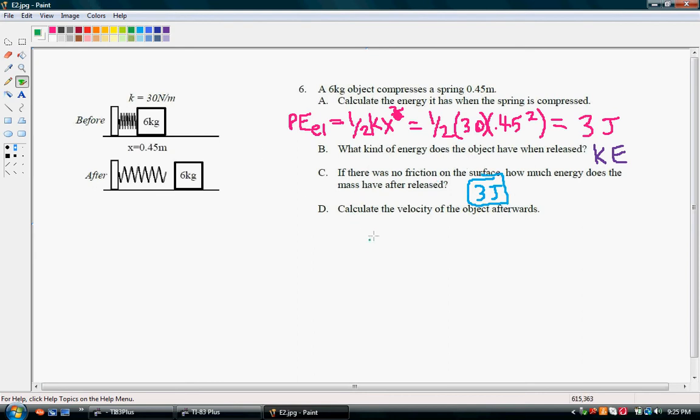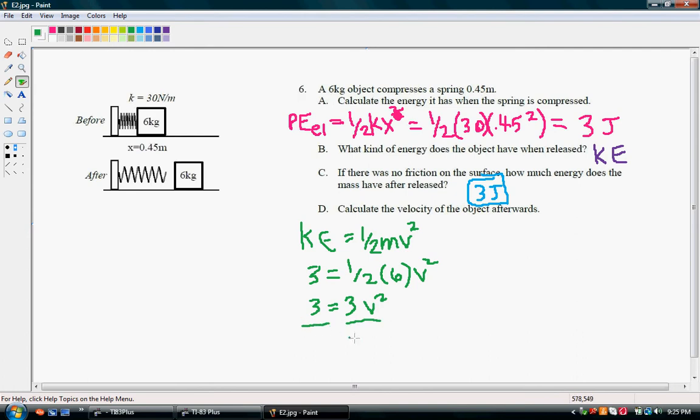And the last question wants us to calculate the velocity of the object afterwards. Well, afterwards we have kinetic energy, which is equal to 1/2 mass velocity squared. And we know our kinetic energy is 3, 1/2 of our mass, which is 6, and then velocity squared. Well, 1/2 of 6 is actually 3. So we get 3 equals 3v squared.